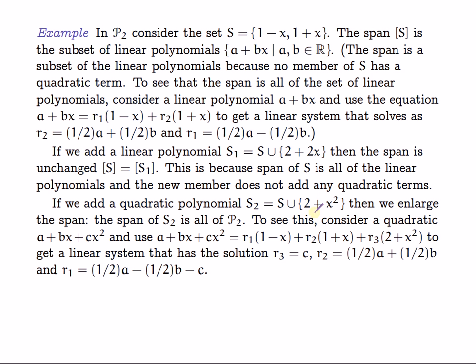On the other hand, if I add a quadratic polynomial to S, then certainly 2 plus x squared is not a linear combination of these two polynomials. And in fact, the span of S union 2 plus x squared is all of the second degree polynomials. We can show this in the usual way: write an arbitrary second degree polynomial as a linear combination of these three given polynomials, and you can solve for the three coefficients. So the span of S2 is all of P2.